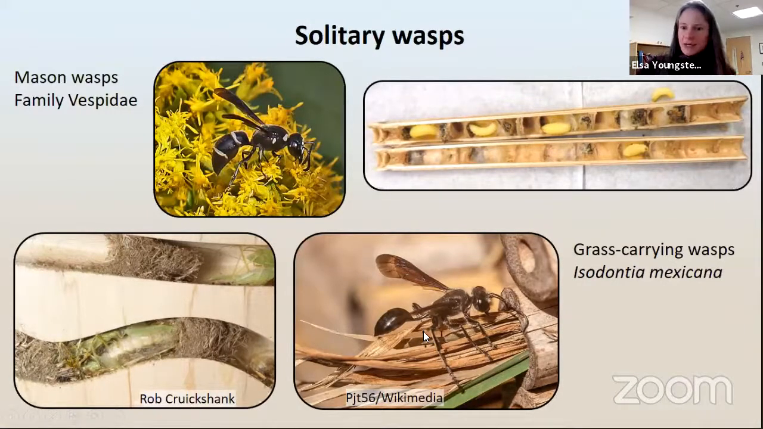This is another one you're likely to see. This is a grass-carrying wasp, and you'll recognize their nest because they have all these pieces of grass sticking out of the entrance. And on the inside, you see the grass is packed into these tighter plugs, which protects the larvae, which are eating crickets.